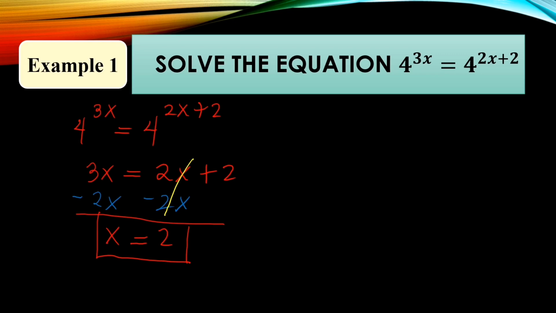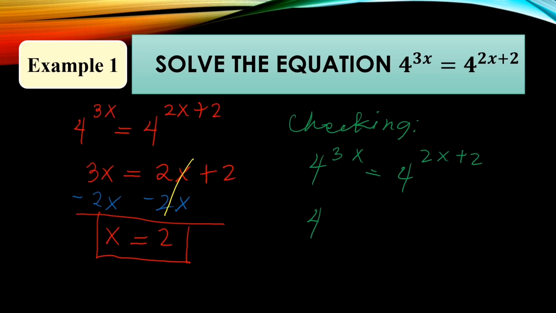So let us check. 4 raised to 3x is equal to 4 raised to 2x plus 2. Substitute the value of our x, which is 2: 4 raised to 3 times 2 is equal to 4 raised to 2 times 2 plus 2. So 4 raised to 3 times 2 is 6, is equal to 4 raised to 2 times 2 is 4, plus 2 is 6, meaning it is correct.